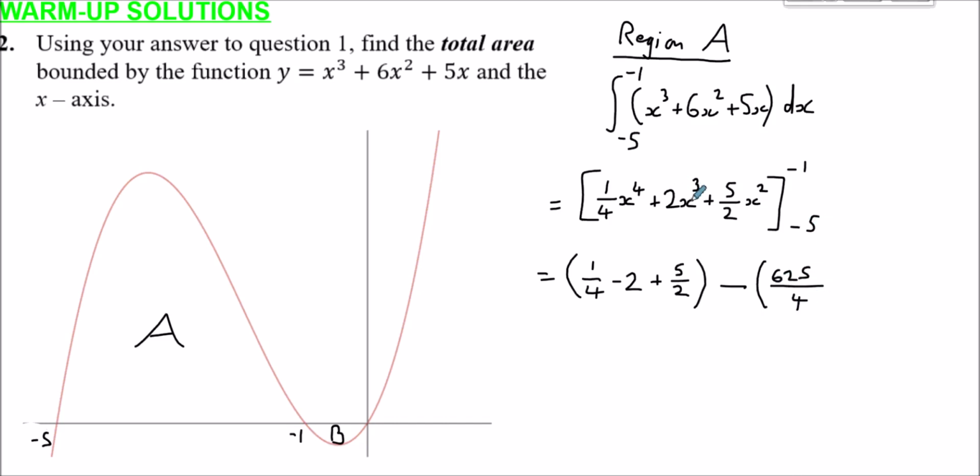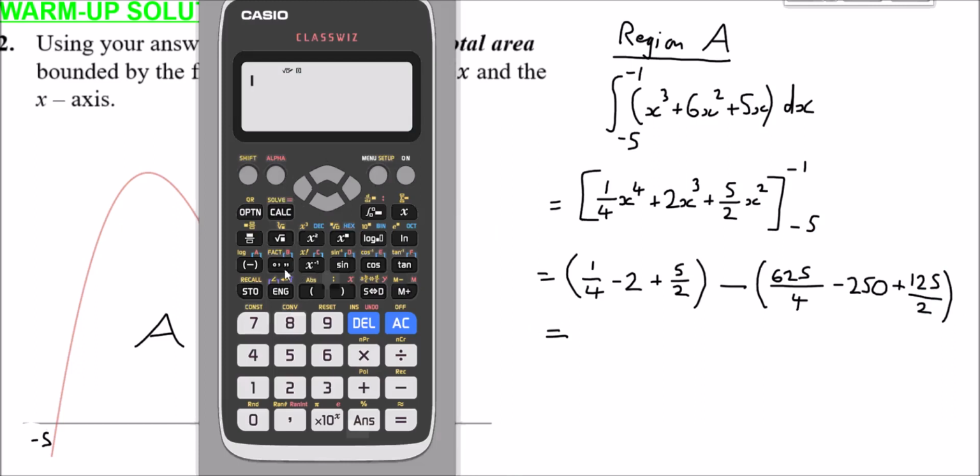Minus 5 to the power 3 is minus 125. So times that by 2, that gives you minus 250. And finally, minus 5 squared is 25. 25 times 5 gives you 125, and that is still, of course, over 2. And so if we input this into our calculator and see what drops out, we should find the area for region A at least.